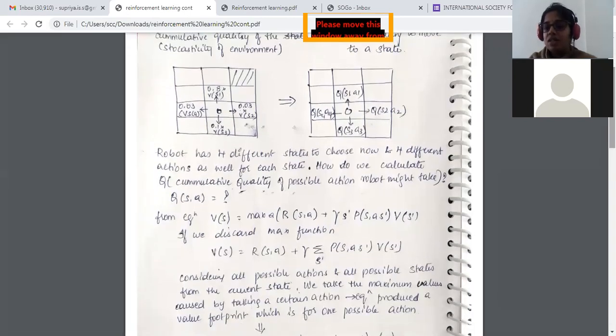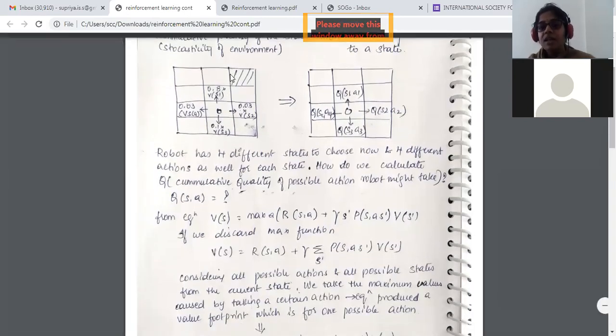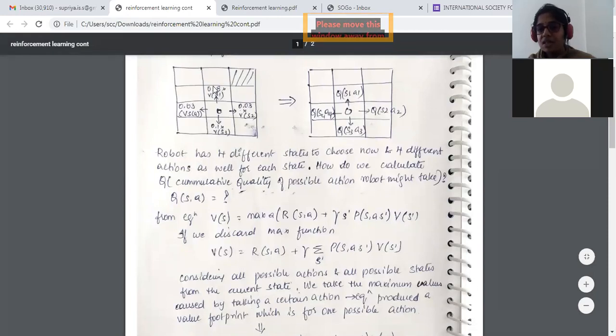So we are right now in this state. Rather than calculating all of these things, I just wanted to calculate the quantity of the action. So I want this to be calculated now. How am I going to do that? The robot has 4 different states here to choose, and 4 different actions as well for each state. These are the states, S1, S2, S3, S4, and it has a particular action to be taken, A1, A2, A3, A4.